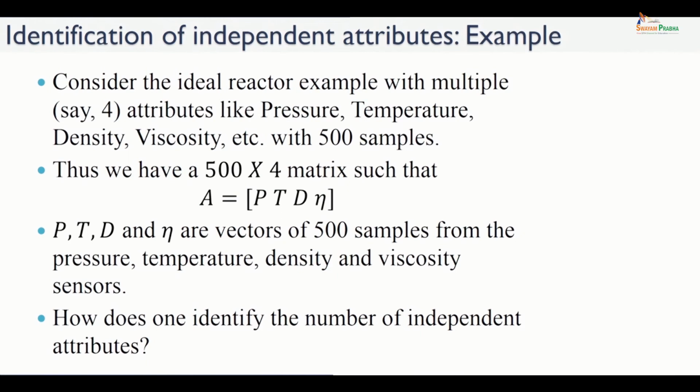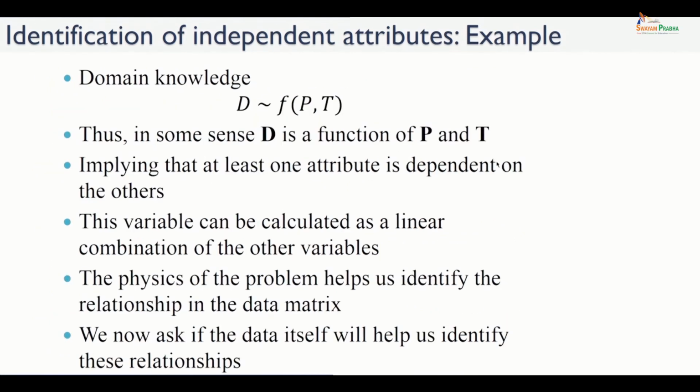Now I want to know how many of these are really independent attributes. So from domain knowledge, it might be possible to say that density is in general a function of pressure and temperature. So this implies that at least one attribute is dependent on the other, and if this relationship happens to be a linear relationship, then this variable can be calculated as a linear combination of the other variables. Now if all of this is true, then the physics of the problem has helped us identify the relationship in this data matrix.